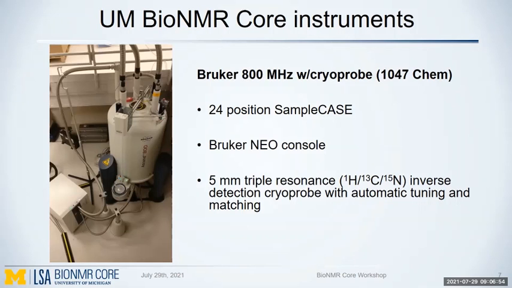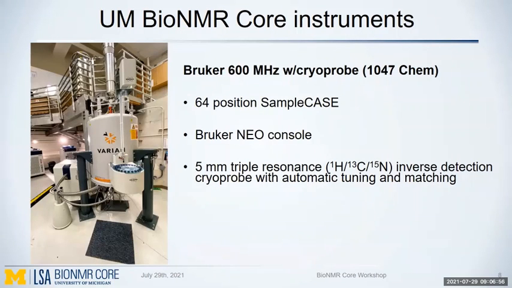And in the same room, we have another 600. We just upgraded this 600 to Bruker last year. This one has more sample capacity. In the sample case, this one can hold 64 samples. It also has a Bruker Neo console and a similar probe as the 800. So both the 600 and 800 in 1047 are used for protein NMR experiments.